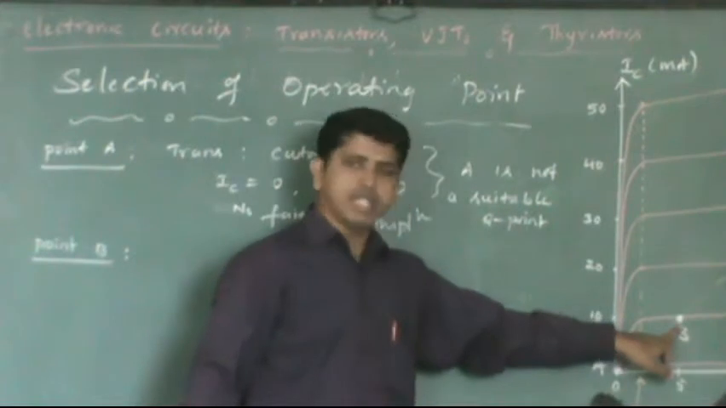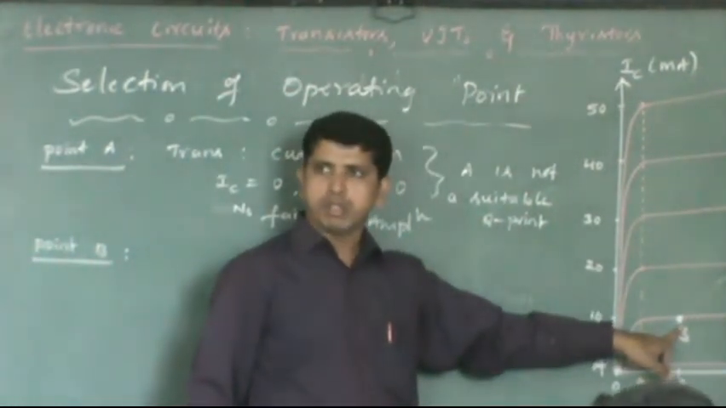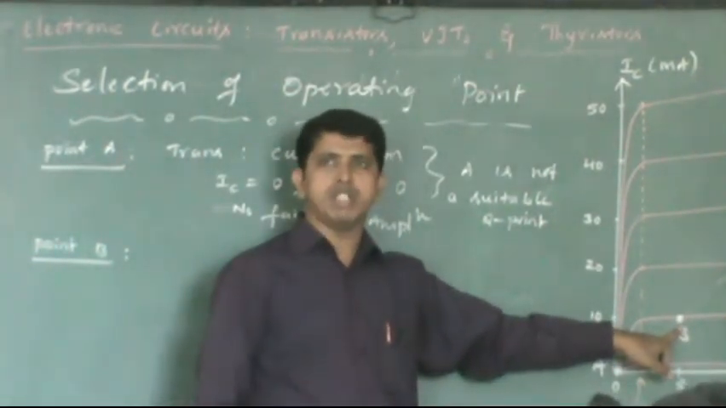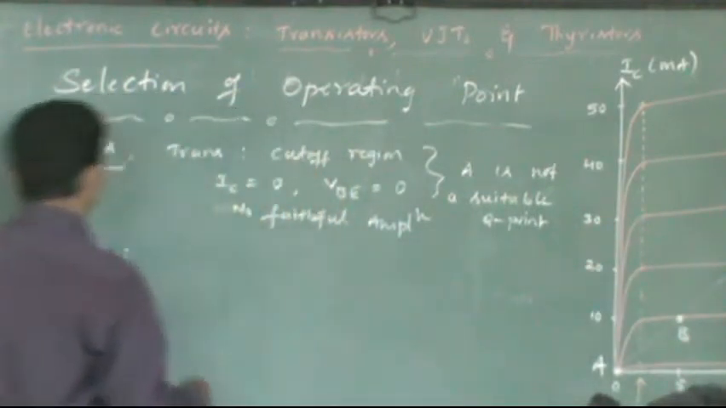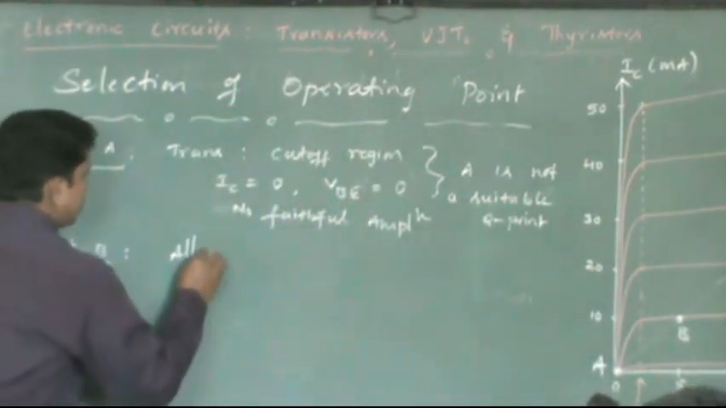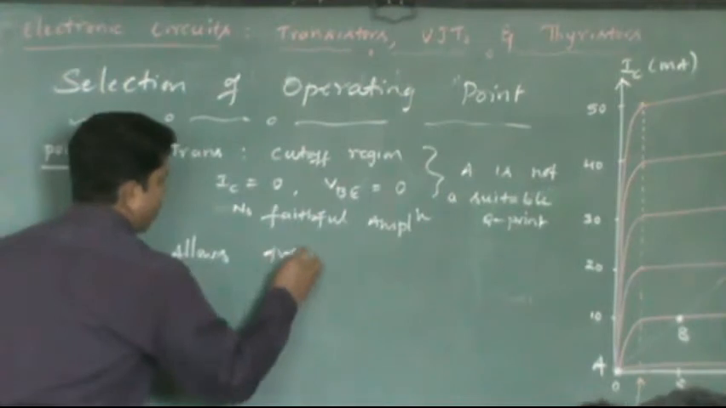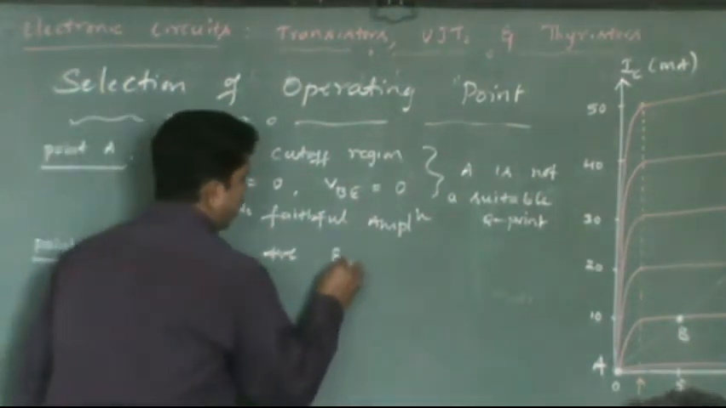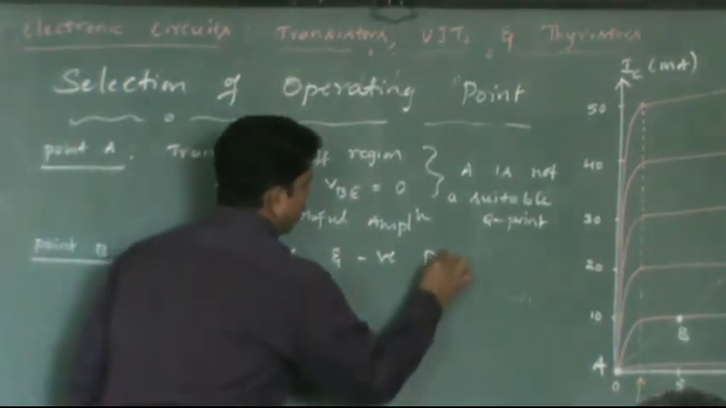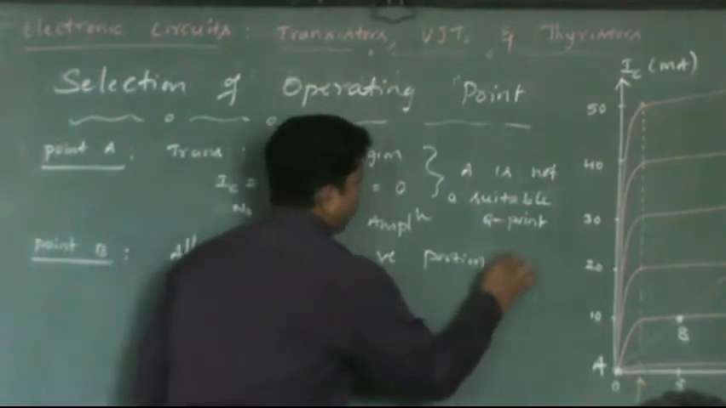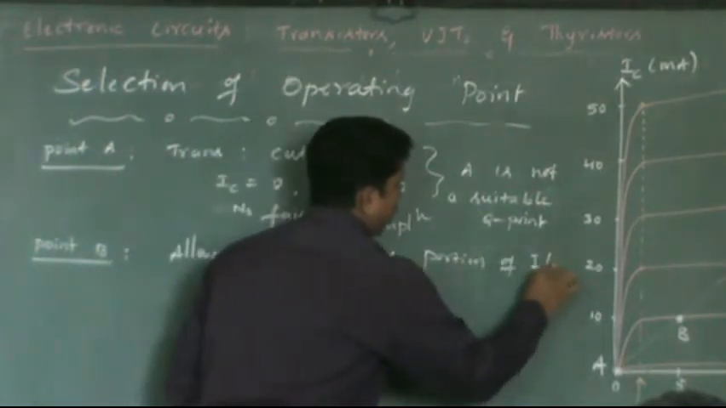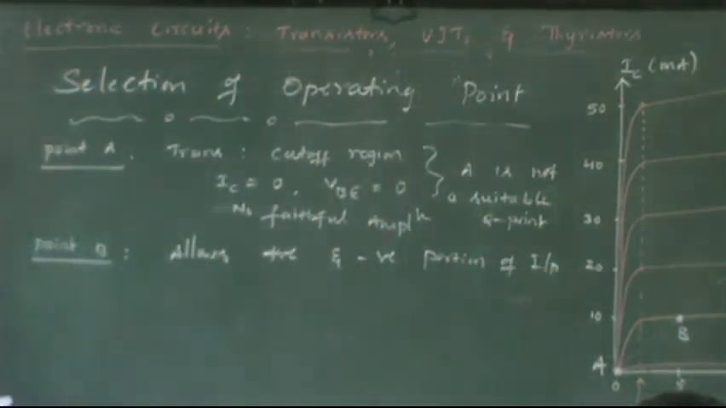So point B's advantage is it allows both the positive portion of a signal as well as the negative portion of a signal. We can write it here: allows positive and negative portion of input. That's the advantage for this.